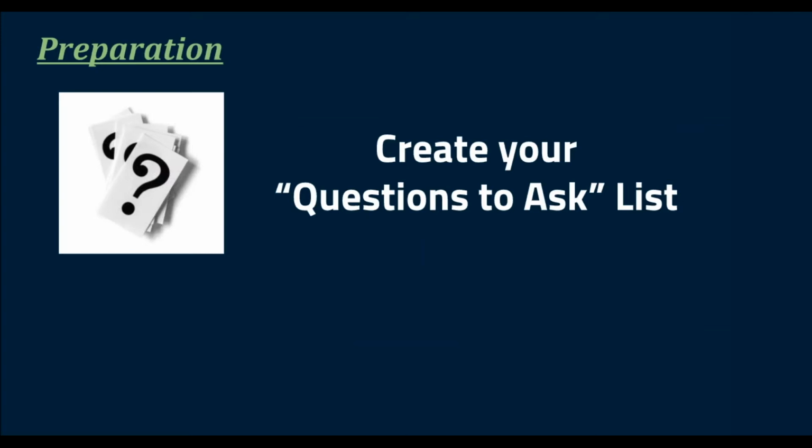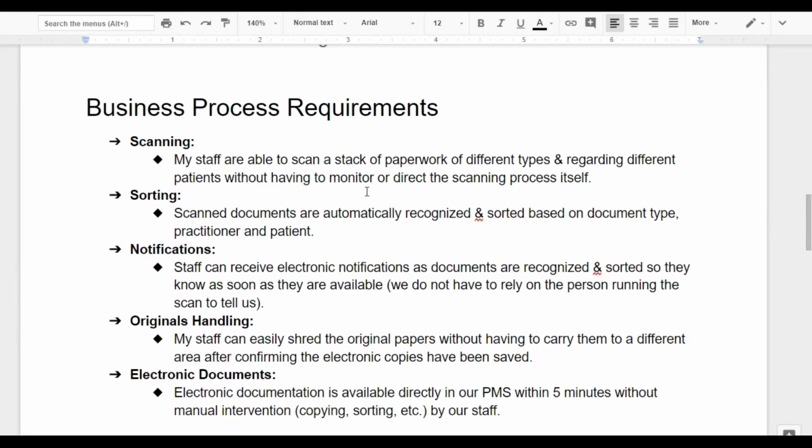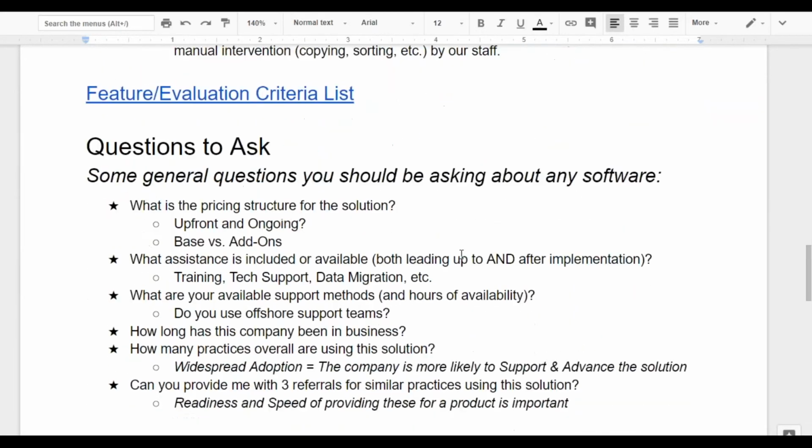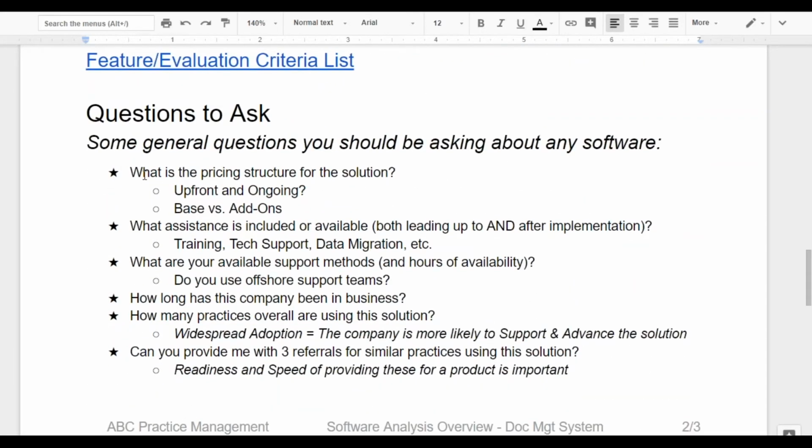Next step, questions to ask. These are questions you're going to ask about each of the solutions that you're going through. So each solution in your evaluation criteria, you want to go through and come up with these questions. So just going to share, these are some questions I would recommend for any software solution. So if there's a software solution, no matter what the solution is, these are ideas for what you could ask.